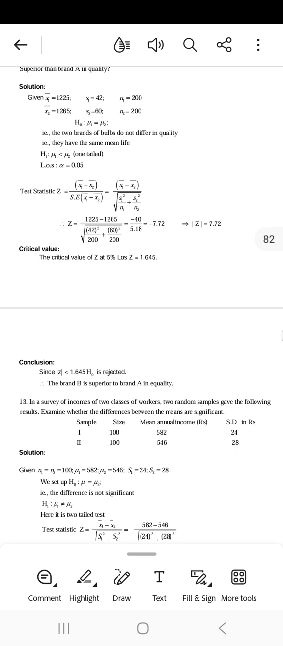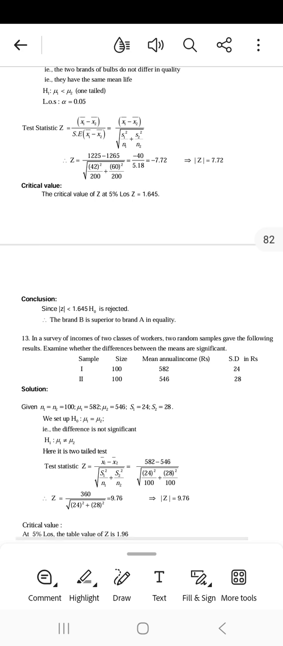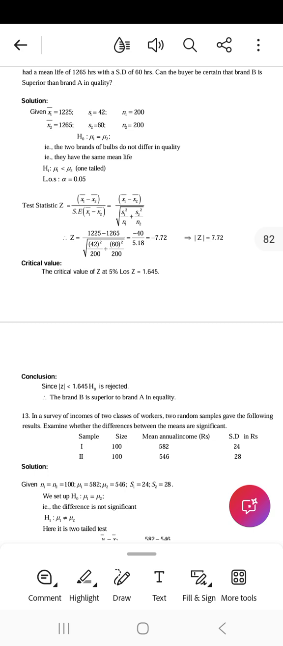Comparing this with the calculated value 7.72, the calculated value is higher than the tabulated value, therefore H0 is rejected. If the calculated value is less than the tabulated value, H0 is accepted. So here H0 is rejected, therefore brand B is not equal to brand A in average lifetime of both brands. So brand B is superior to brand A in quality.